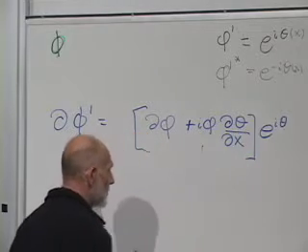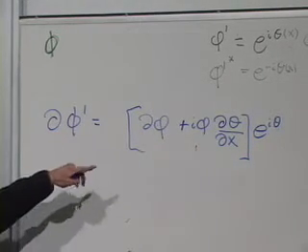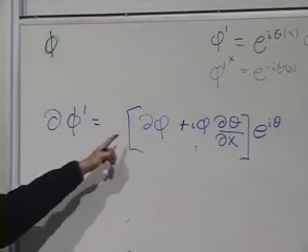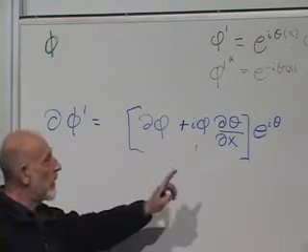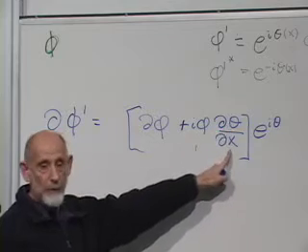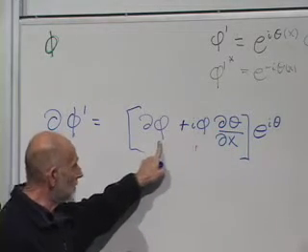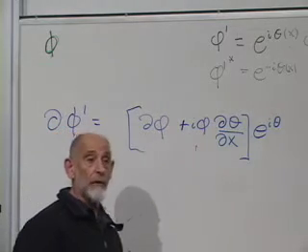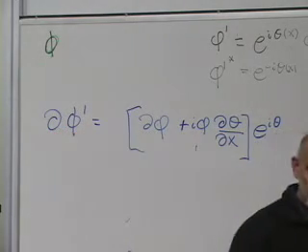Notice there are two terms. One of them, did I write this correctly? I think I did. Yeah. One of them doesn't care one way or the other whether theta varied with respect to x or not. That was this term here. The other term actually involves the variation from point to point of theta.